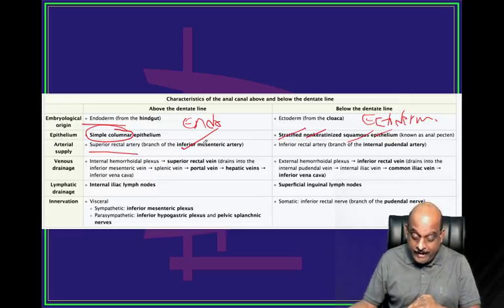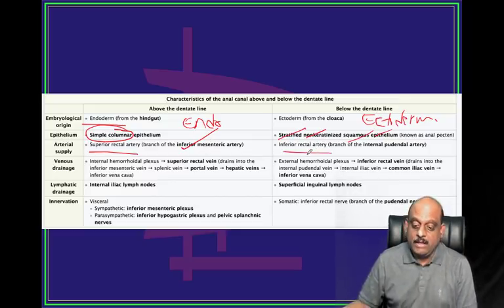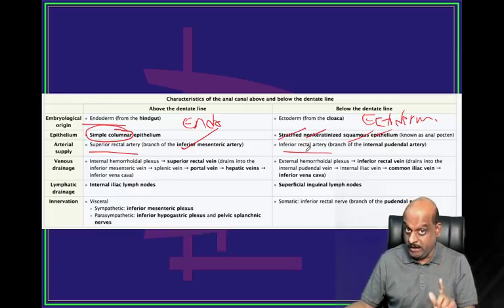Inferior rectal artery drains below dentate. Inferior rectal artery is a branch of internal pudendal artery.